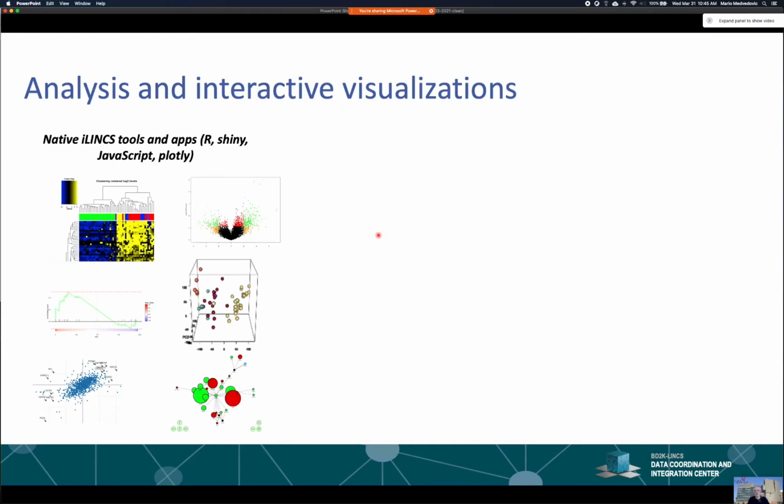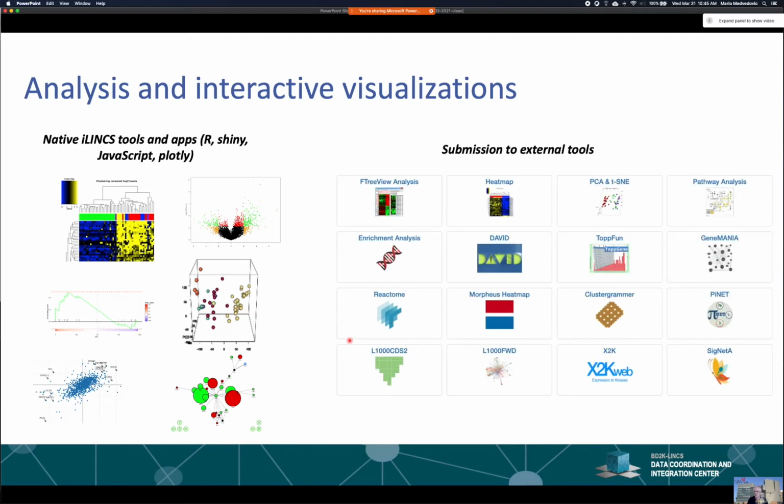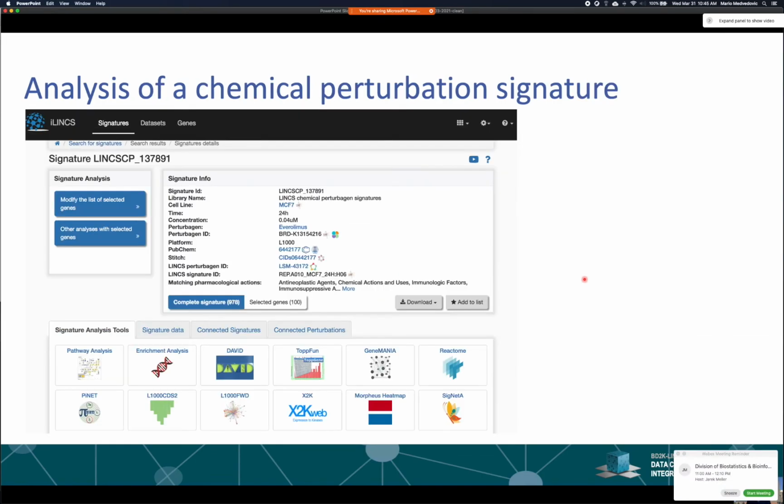All right, and then, in terms of analysis and interactive visualizations, anything that you can think of in this context, we have interactive heat maps, interactive volcano plots, TSNEs, PCA plots, 3Ds, 2Ds, GSEA plots. Depending on the context, different visualizations are provided, and again, we link to a bunch of tools. So once you create the signature, you can submit to some of these tools directly and run the analysis that they are best at.